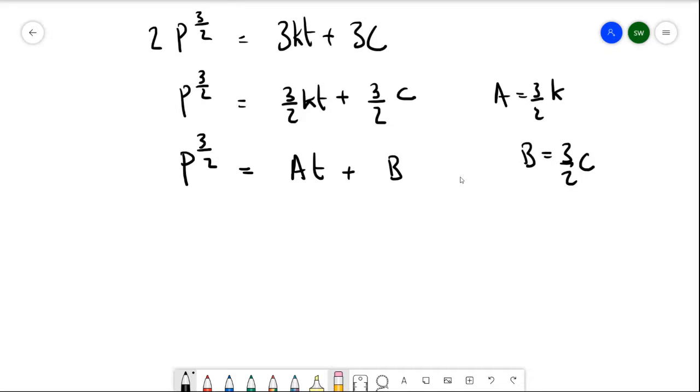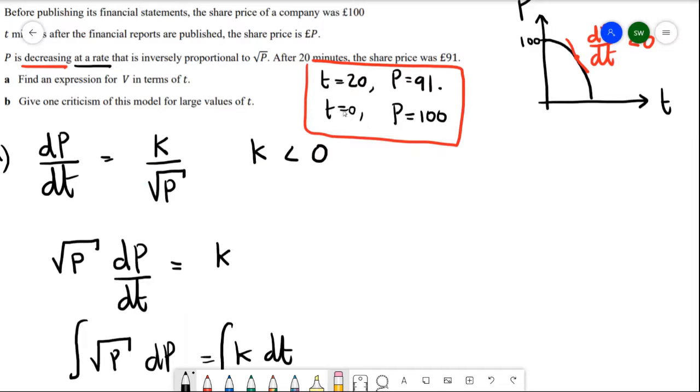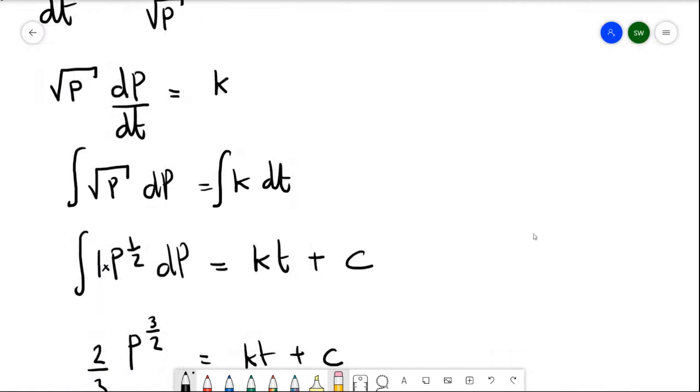Next we should rearrange this to get P the subject. To do that, I'm going to raise both sides to the power of 2 over 3, because if I times those two powers together, we'd get P to the power of 1. If I do that on the left-hand side, I need to do that on the right-hand side too. So I know that P is equal to (at plus b) to the power of 2/3.